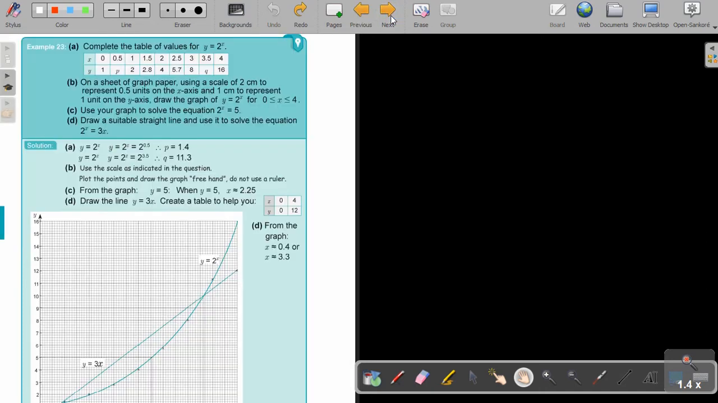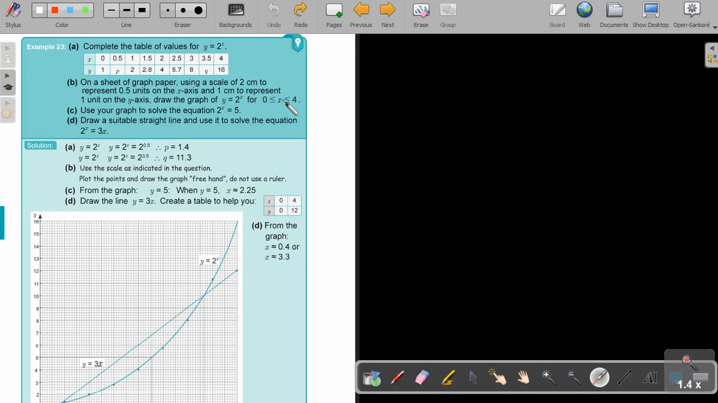And again, we are going to look at an example, and then you can do your own example. So complete the table on a sheet of graph paper. First just do substitutions, find P and Q. Be careful with your exponents. You can use your calculator. Sometimes it's good to put brackets if you have a half. Then use a sheet of graph paper using a scale of 2 to represent this on the x and 1 on the y.